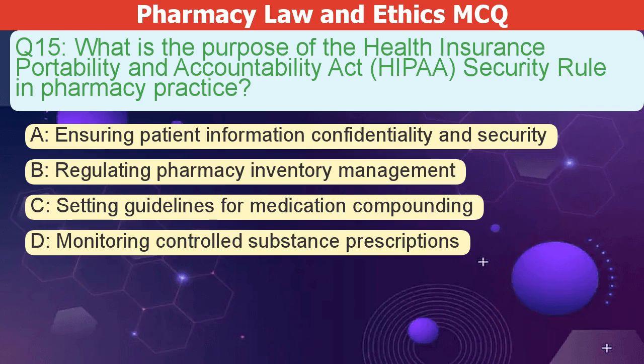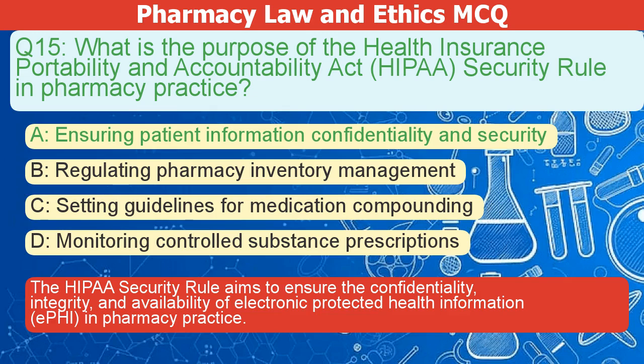What is the purpose of the HIPAA security rule in pharmacy practice? A. Ensuring patient information confidentiality and security. B. Regulating pharmacy inventory management. C. Setting guidelines for medication compounding. D. Monitoring controlled substance prescriptions. The correct answer is A. The HIPAA security rule aims to ensure the confidentiality, integrity, and availability of electronic protected health information, or EPHI, in pharmacy practice.